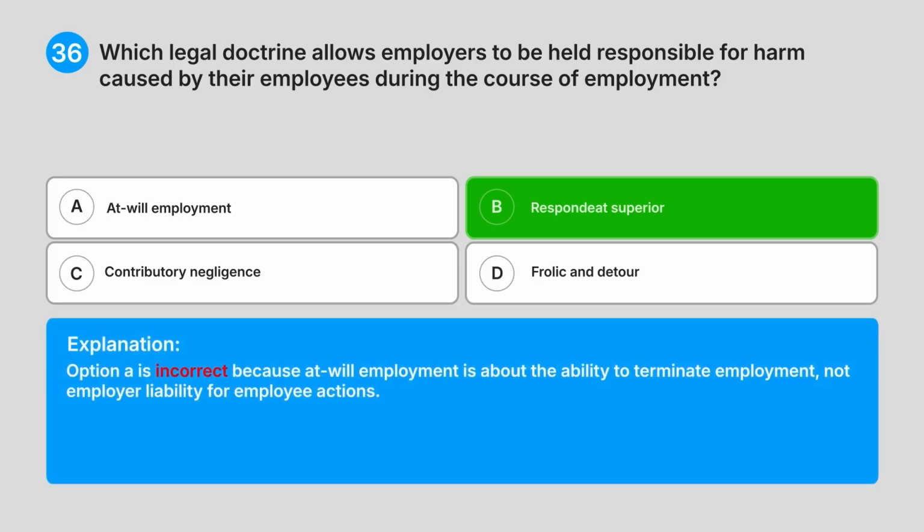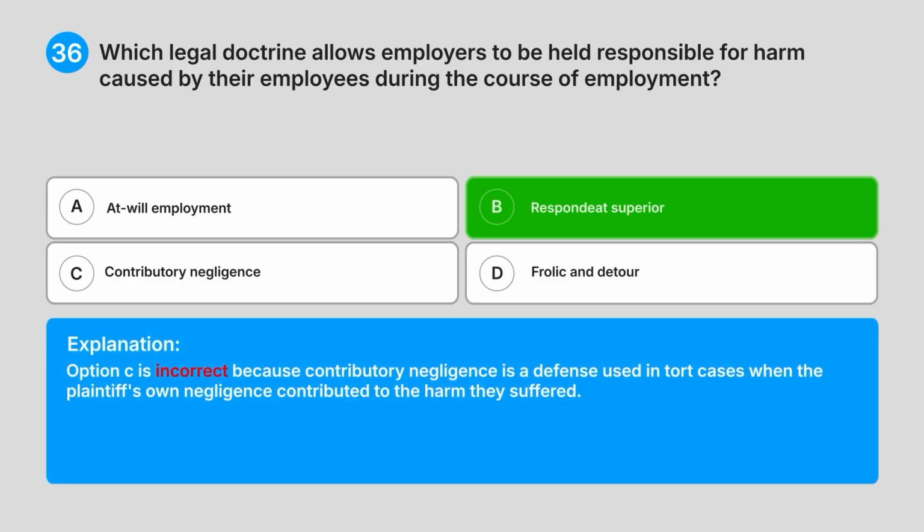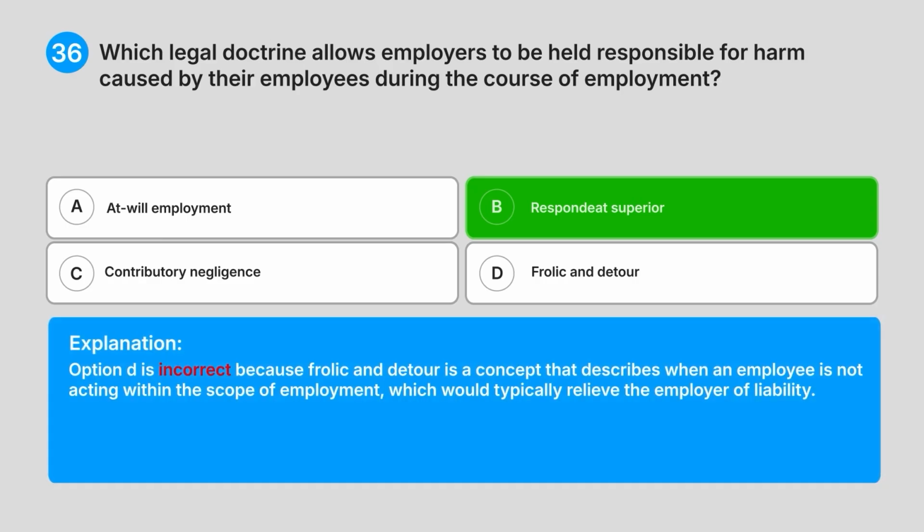Option A is incorrect because at-will employment is about the ability to terminate employment, not employer liability for employee actions. Option C is incorrect because contributory negligence is a defence used in tort cases when the plaintiff's own negligence contributed to the harm they suffered. Option D is incorrect because frolic and detour is a concept that describes when an employee is not acting within the scope of employment, which would typically relieve the employer of liability.